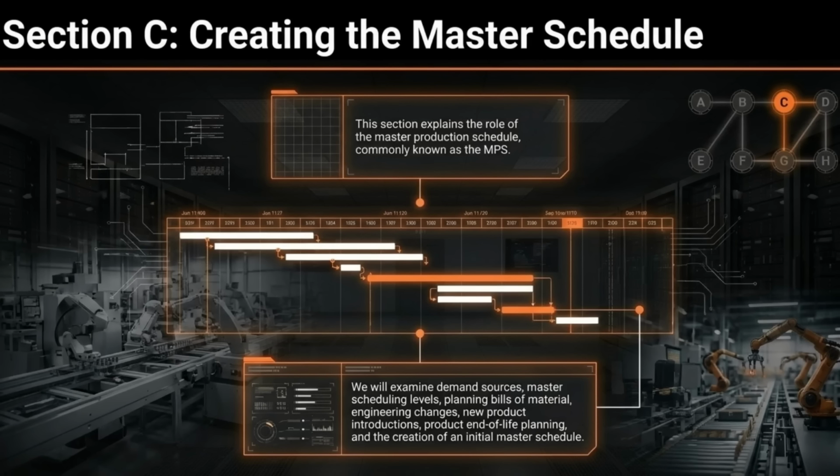Section C, Creating the Master Schedule. This section explains the role of the Master Production Schedule, commonly known as the MPS. We will examine demand sources, master scheduling levels, planning bills of material, engineering changes, new product introductions, product end-of-life planning, and the creation of an initial master schedule.